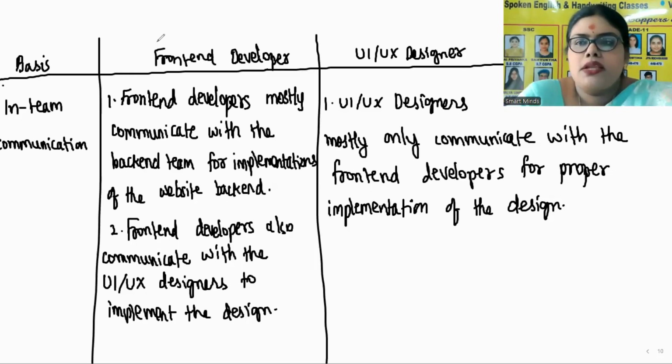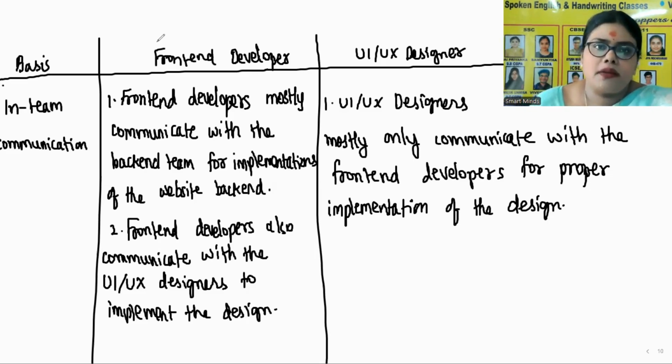So now let us see what should be the in-team communication. So for front-end developers, they mostly communicate with the back-end team for implementation of the website backend. And front-end developers also communicate with the UI UX designers to implement the design. And UI UX designers mostly only communicate with the front-end developers for proper implementation of the design.